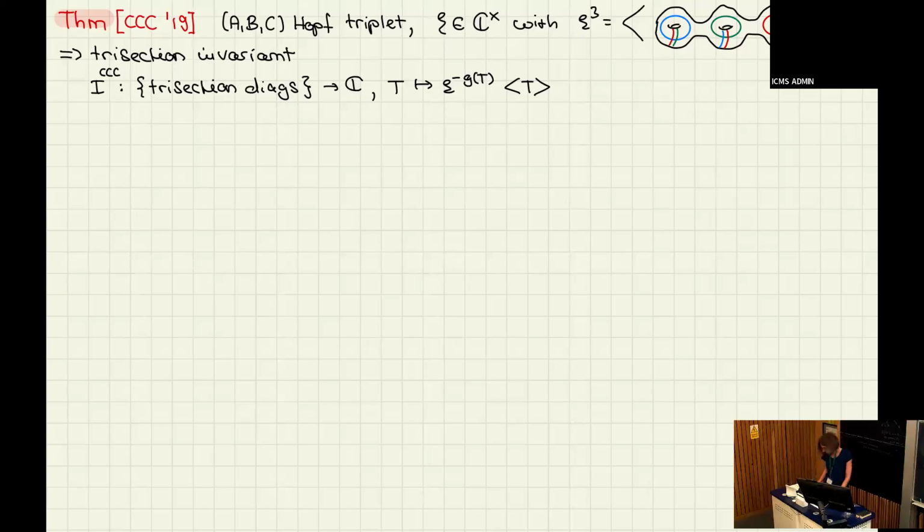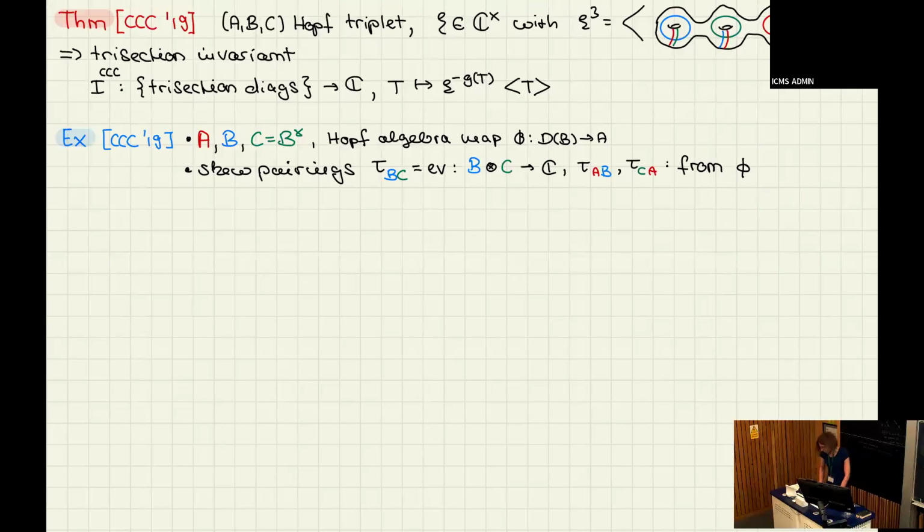Okay, so I'll give some examples now. One easy example, what you could do is you take just some Hopf algebra A and you take that C is the dual of B. Then you have a canonical skew pairing between B and C, just the evaluation. And to make a skew pairing with A and B and with A and C, you need some Hopf algebra map from the Drinfeld double of B to A. And this gives you these skew pairings.